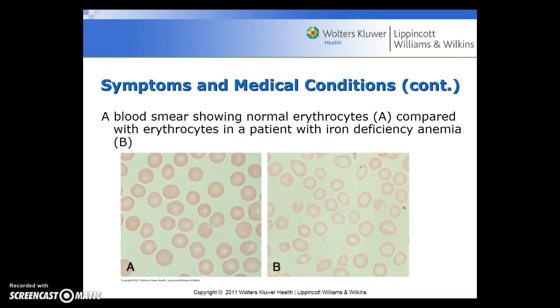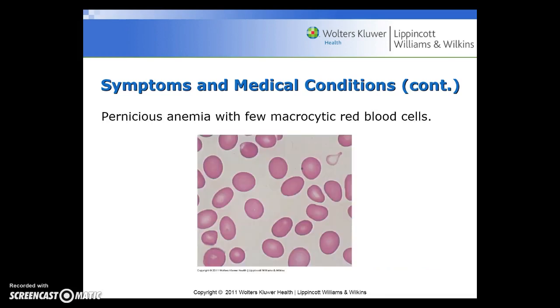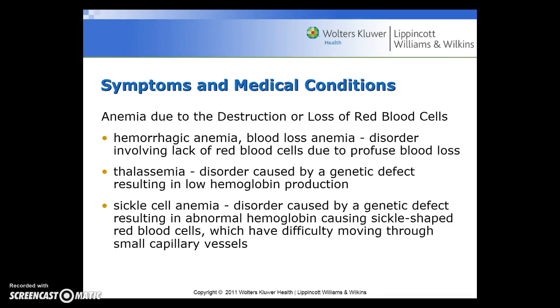And here's a blood smear showing normal erythrocytes compared with erythrocytes in a patient with iron deficiency anemia. Here's pernicious anemia with a few macrocytic red blood cells. And then anemia due to the destruction or loss of red blood cells we'll talk about in the next section.